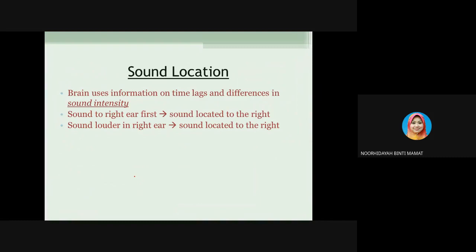So, sound location. The brain uses information on time lags and differences in sound intensity. For example, if you hear the sound in the right ear first, it means that you can detect that the sound is located to the right. But when the sound is louder, if you hear the sound louder in your right ear, it means that the sound is located to the right. So this is how the brain uses the information, based on the time lags and also differences in the sound intensity.